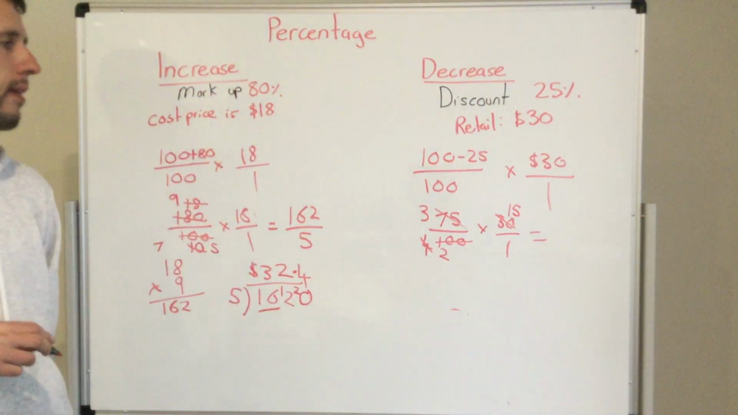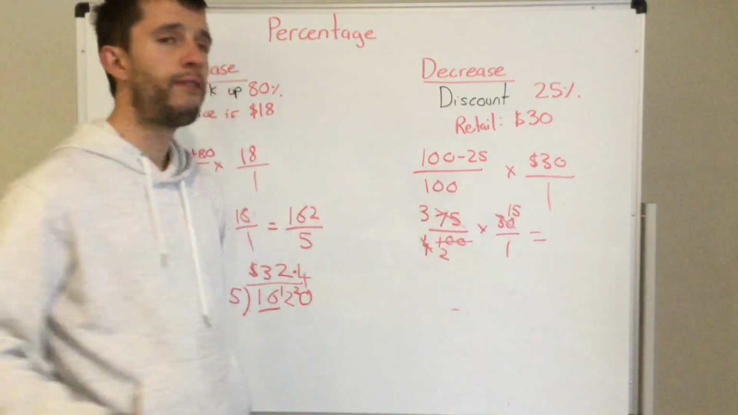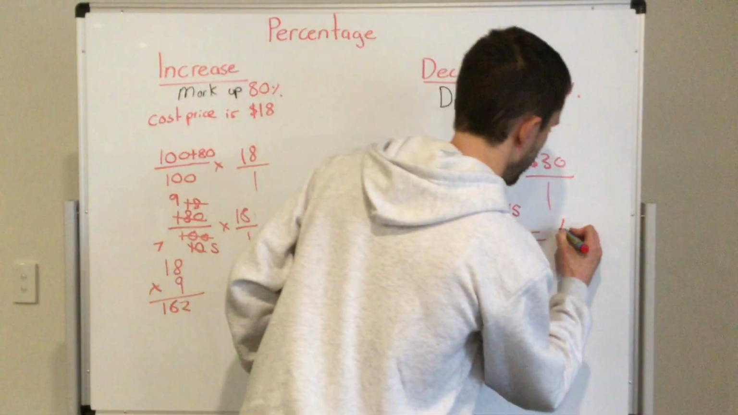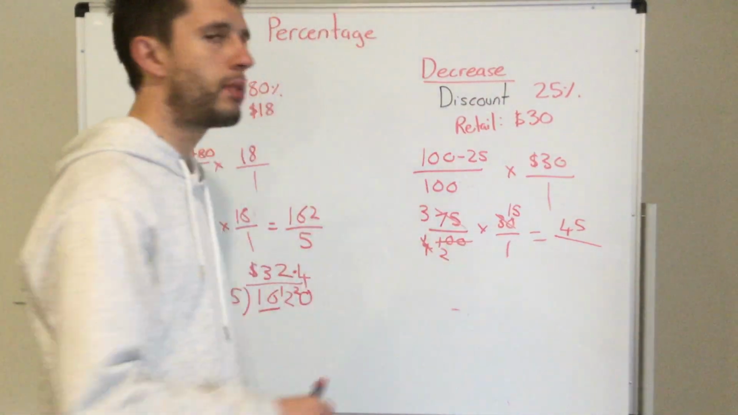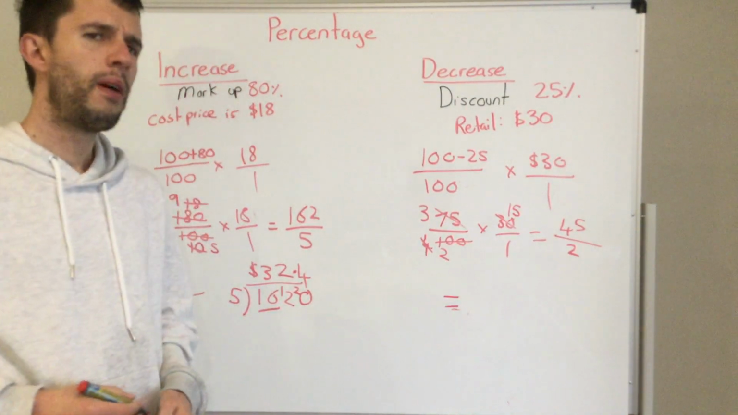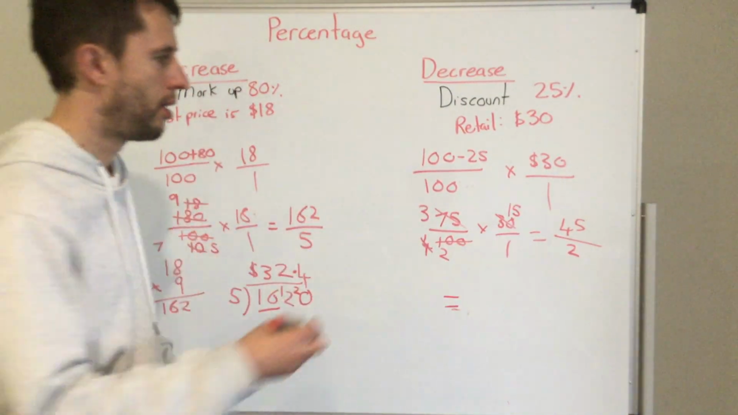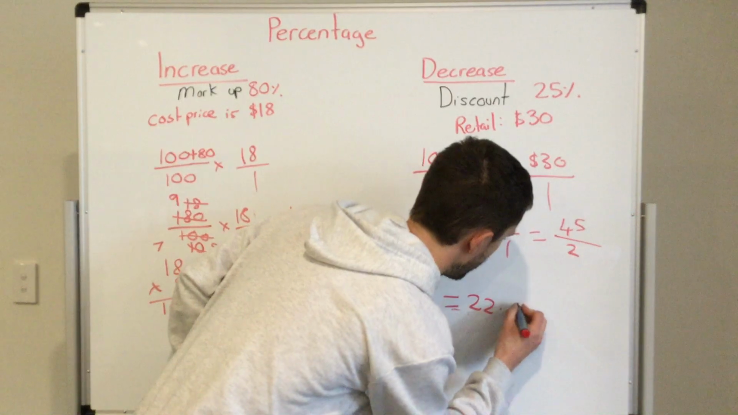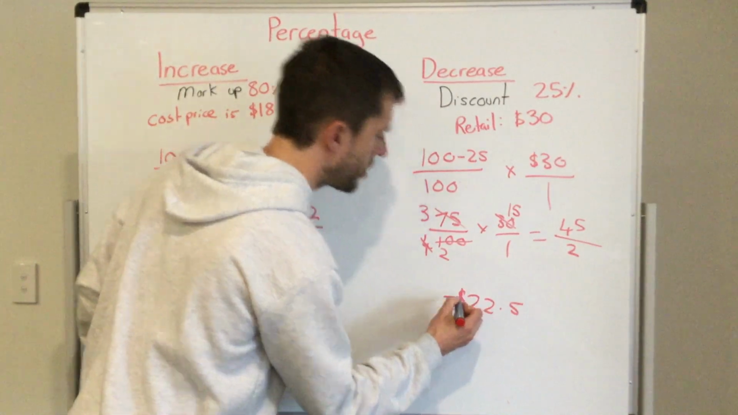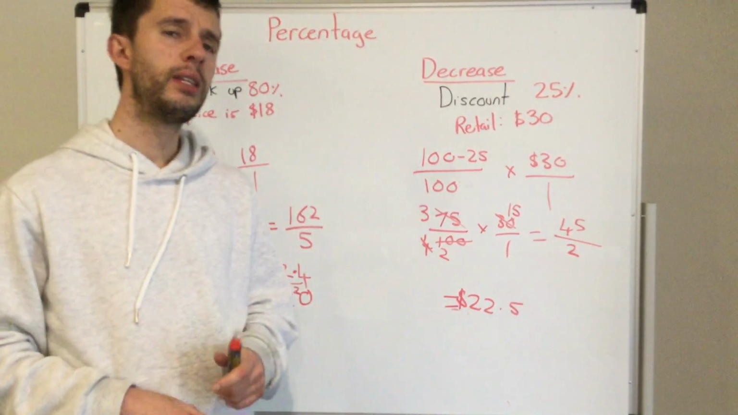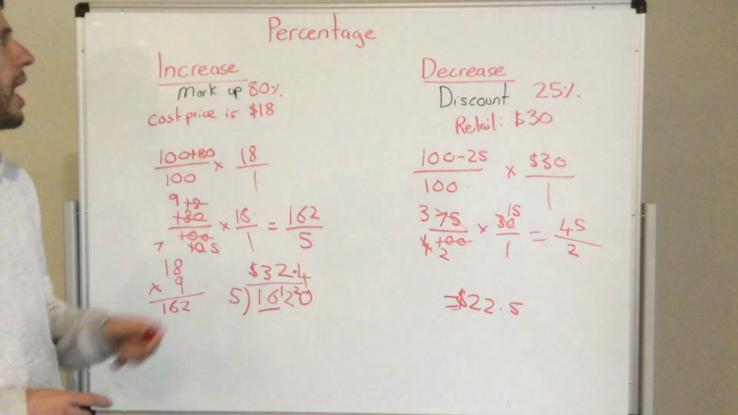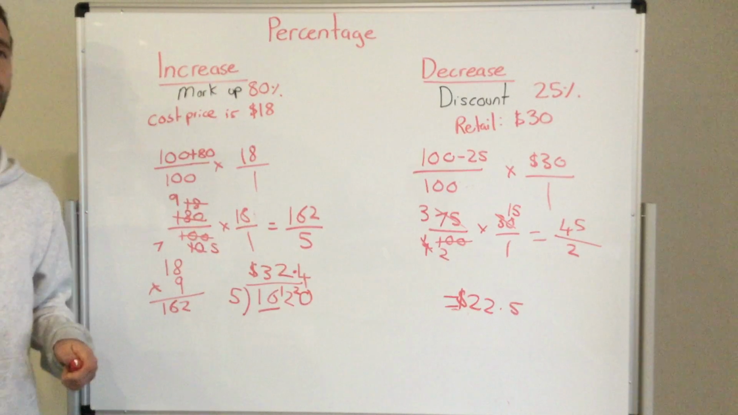That makes it a lot easier for me because 3 times 15, 15, 30, 45. 1 times 2 equals 2. Now, 45 divided by 2 equals 22.5. Make sure you put the dollar sign. And with 25% discount, I'm only paying $22.50. I really hope you're understanding increase and decrease of percentage.